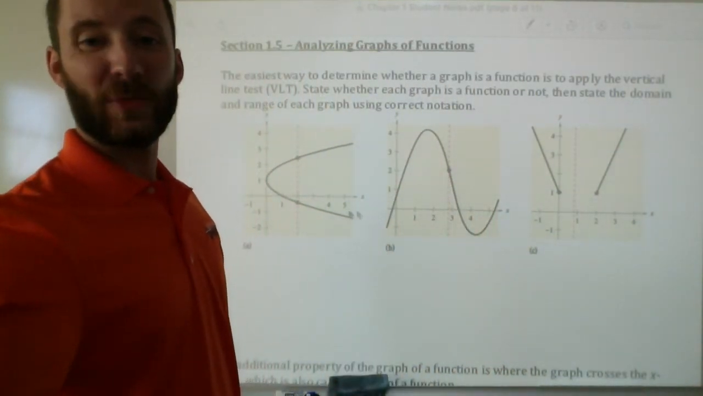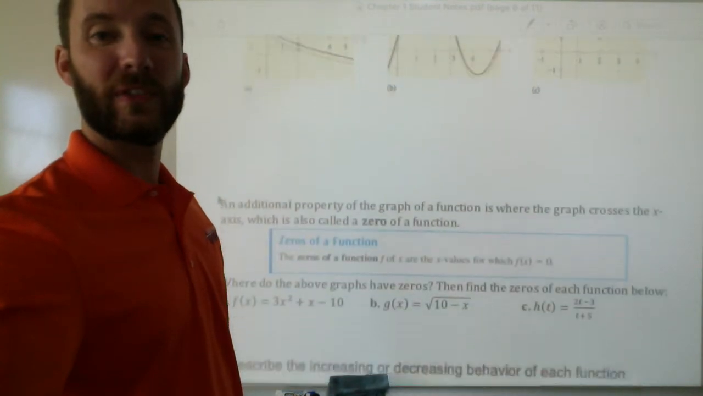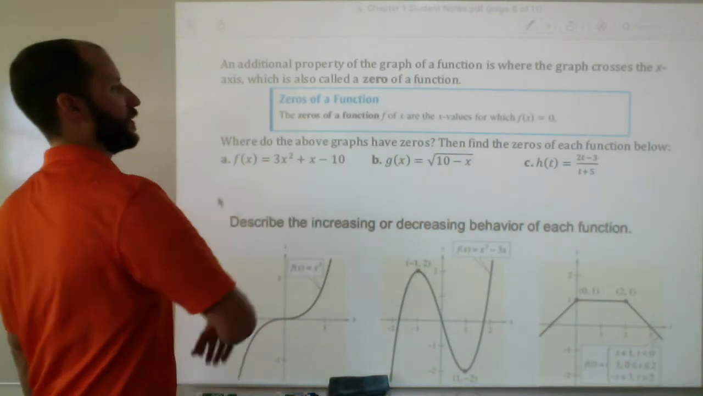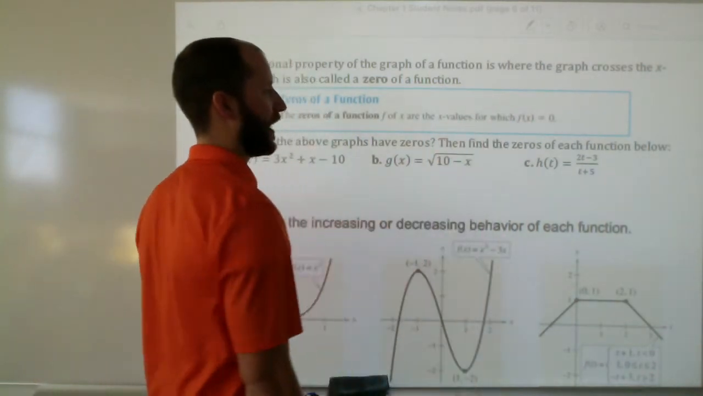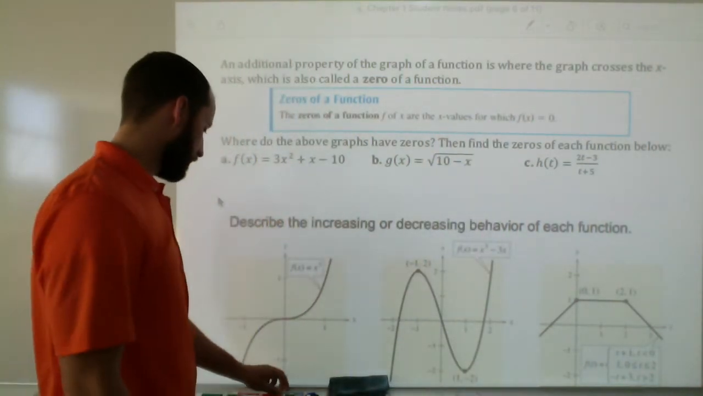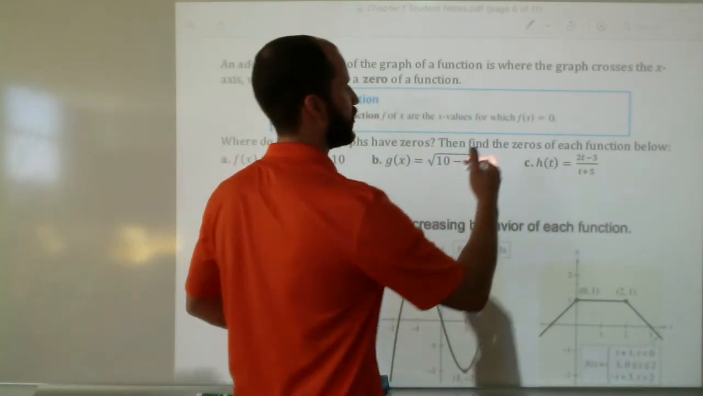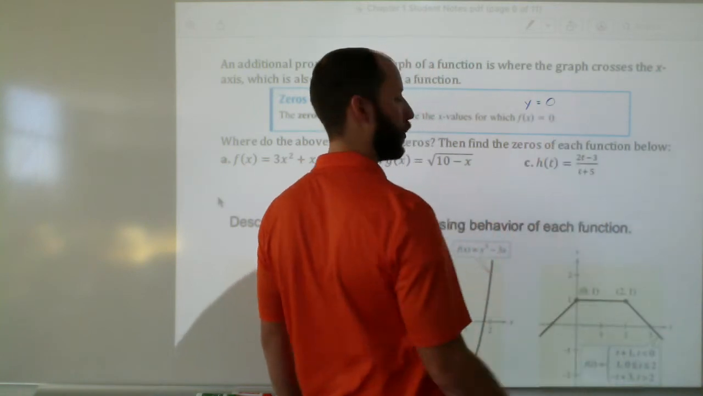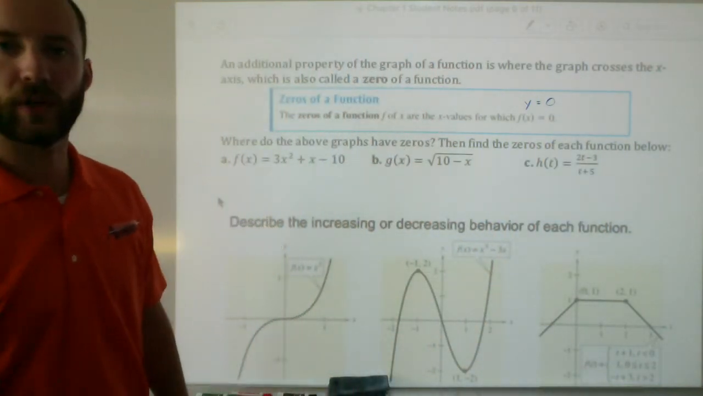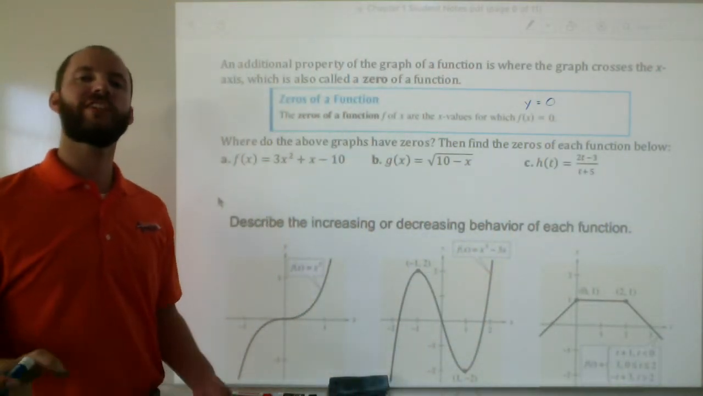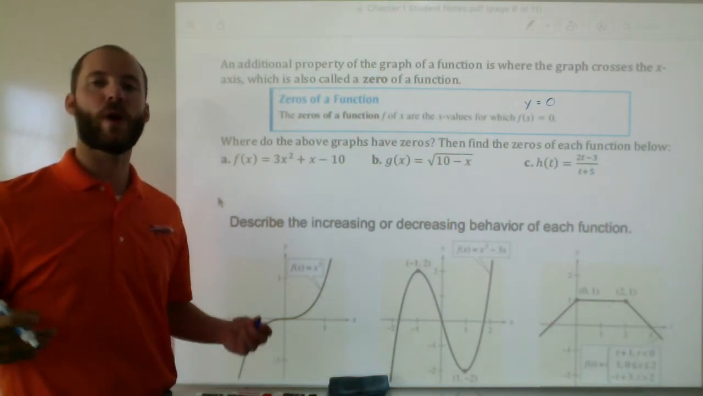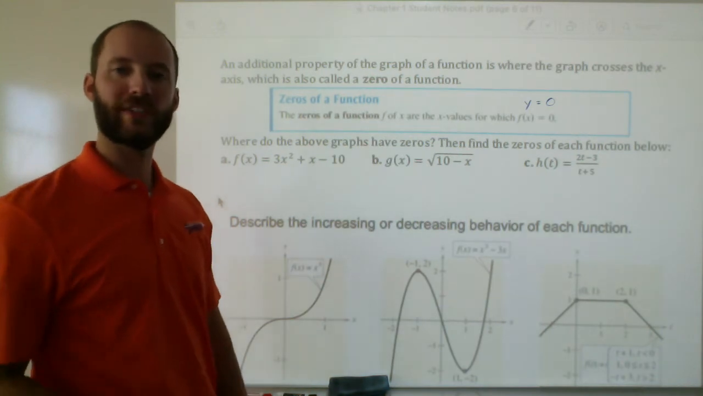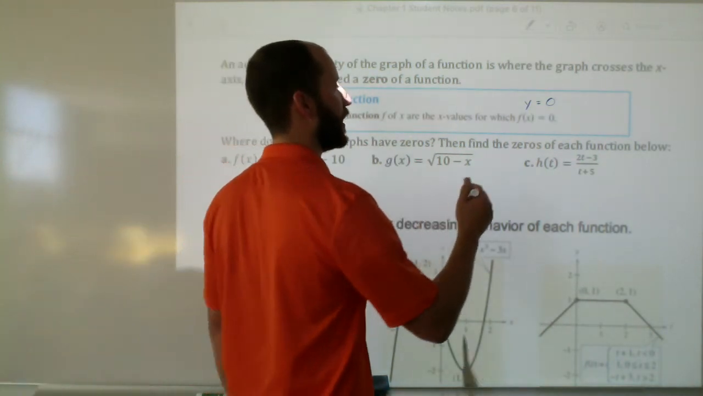Well, the nice thing is we already kind of know about zeros of a function. The zero of a function is all the x values where f of x equals 0. Well, remember, f of x, that's function notation for y. Okay? And we've already looked at a certain type of problem where y equals 0. We looked at that back in section 1.2, intercepts of equations.